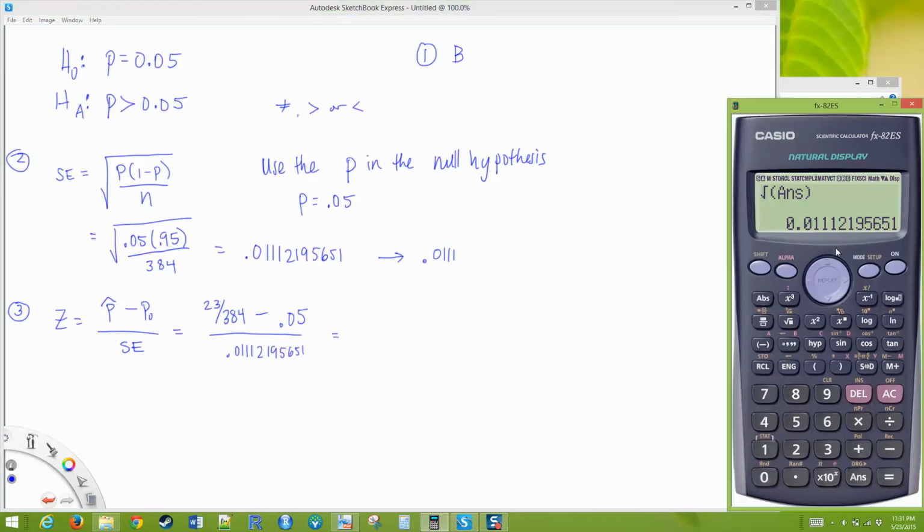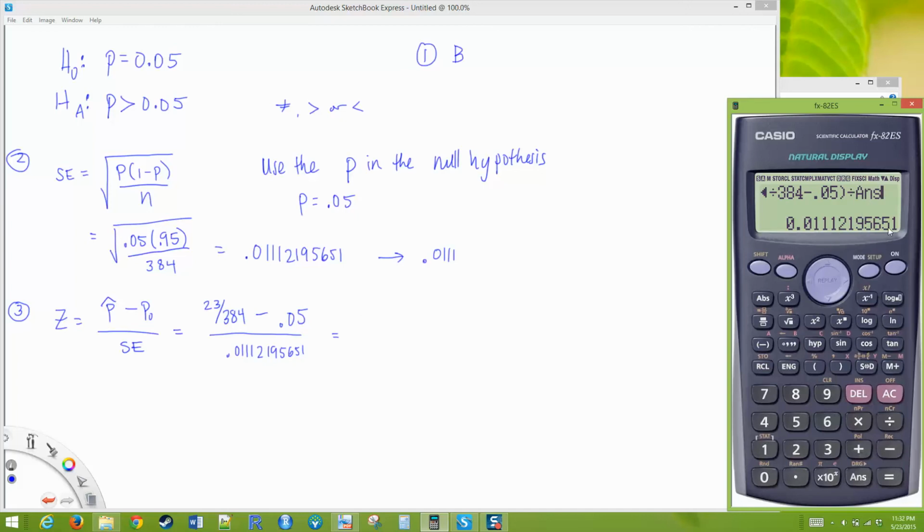Now, to save myself from typing in a bunch of numbers, notice that in my calculator I still have this in the screen as the current answer. And so I'm going to take the numerator, I'm going to calculate that out by doing 23 divided by 384. And my calculator can handle order of operations, so I'm going to just leave that as such. And I'm going to subtract off 0.05 and close off the parentheses. And that way I have the top portion of the calculation already in there. And then I'm going to just hit divide and hit answer, okay?